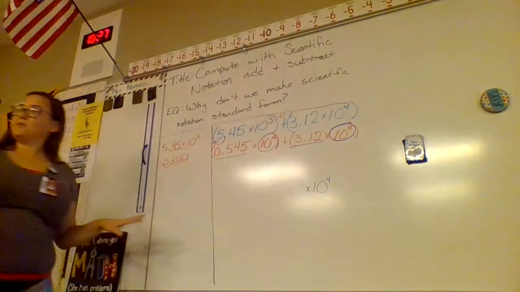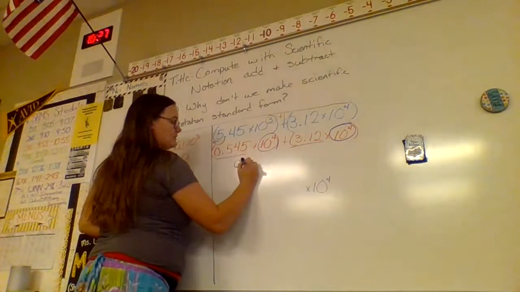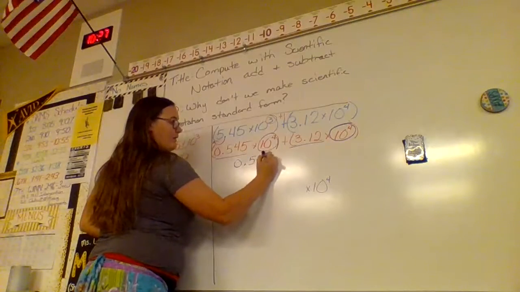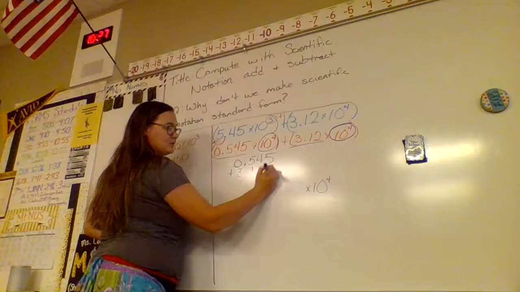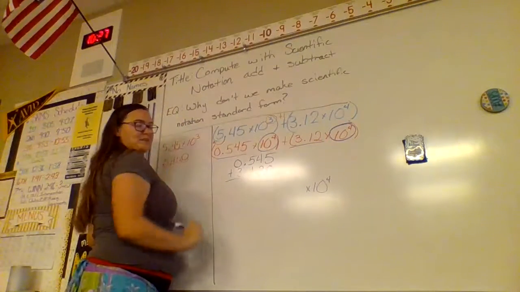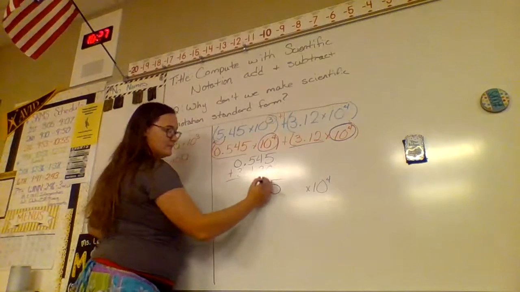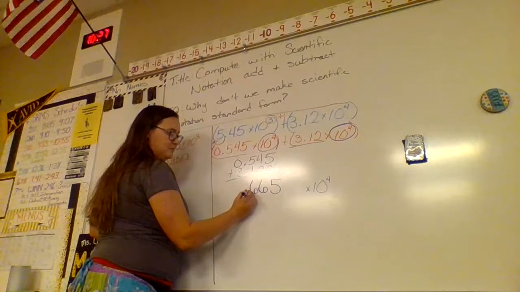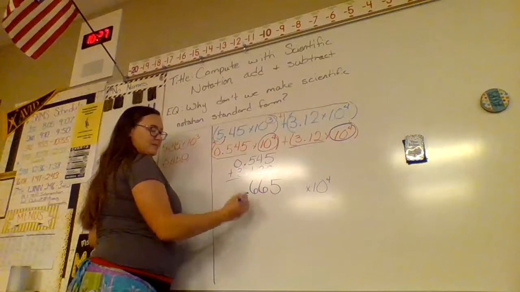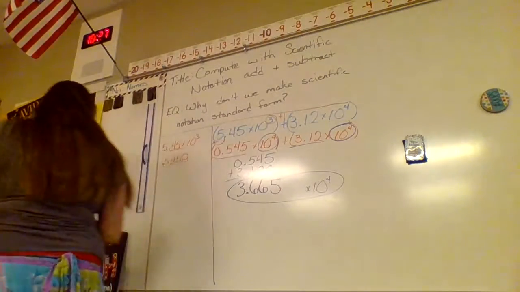Can anyone have a guess of what we're going to do with that? Add them. 0.455 plus 3.120. What's 5 plus 0? 4 plus 2. 5 plus 1. Bring down your decimal. Nothing plus 3. There's your answer.